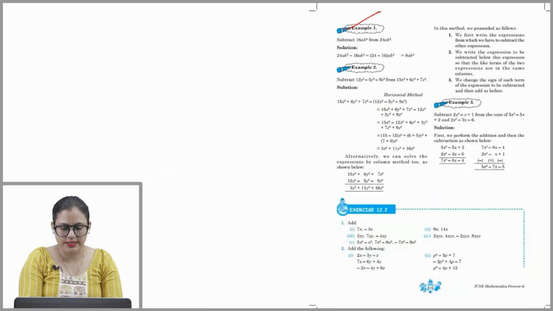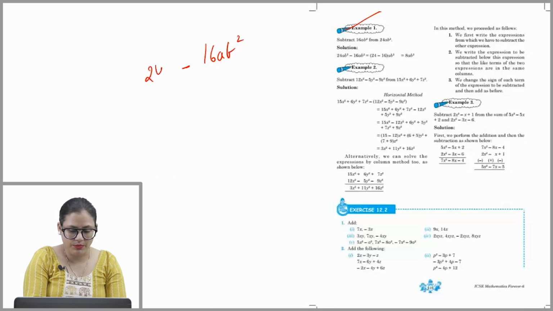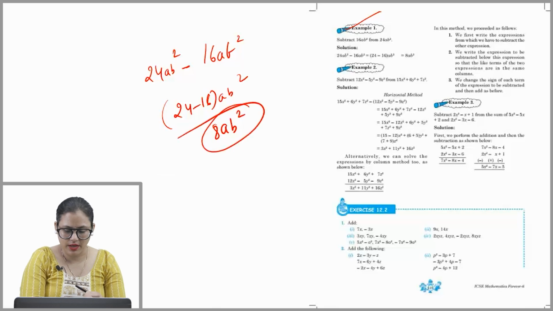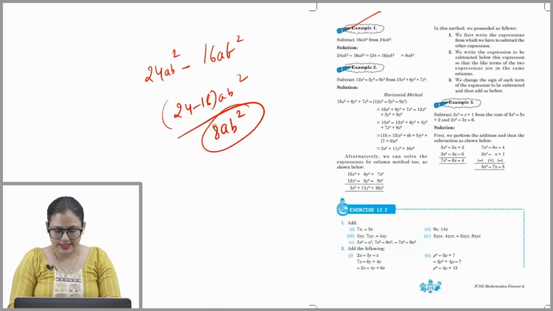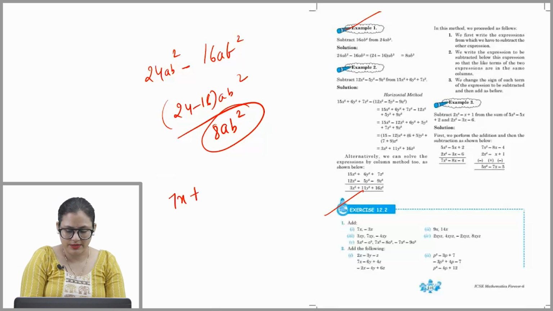We have to subtract 16ab squared from 24ab squared. Okay. 24 minus 16 ab squared. 24 minus 16 is 8. 8ab squared is the answer. Okay. Exercise 12.2. Add 7x and minus 3x. 7x plus minus 3x. 7x minus 3x is equal to 4x. Right?